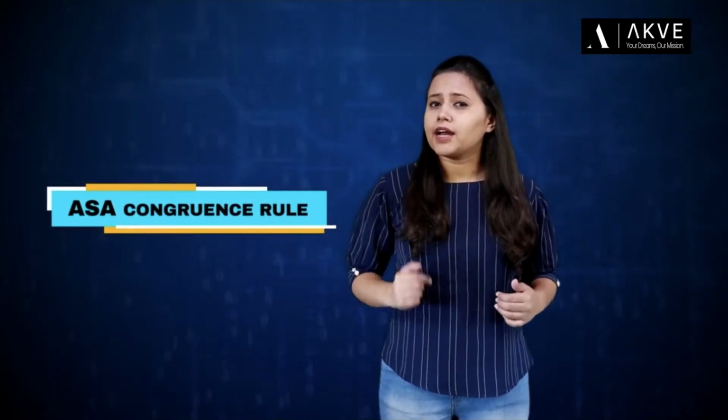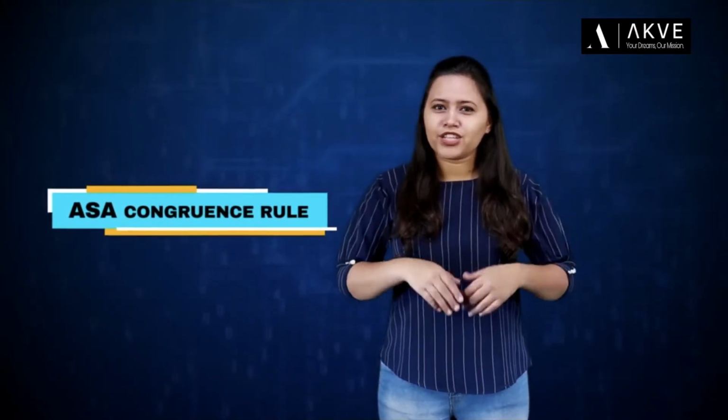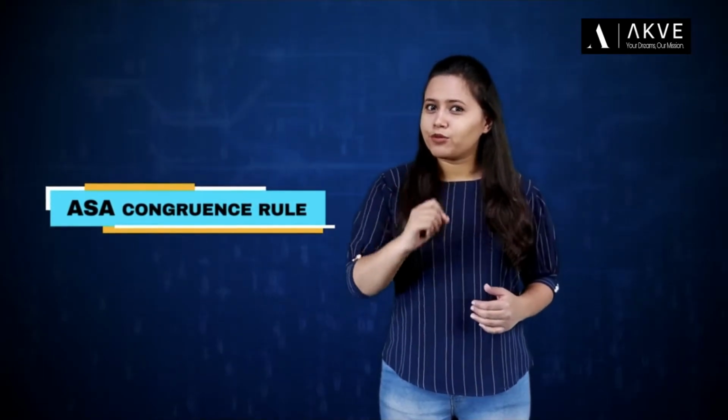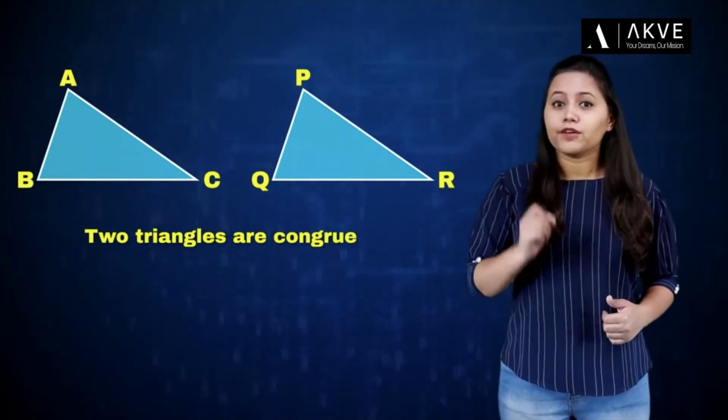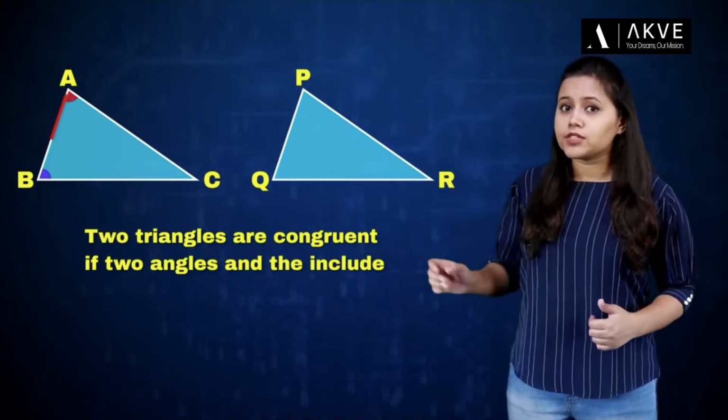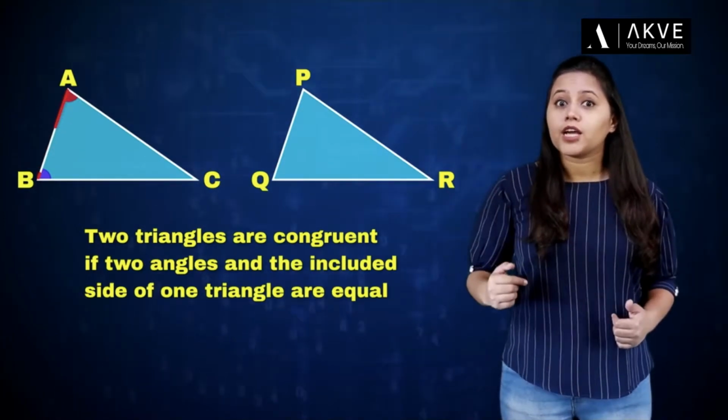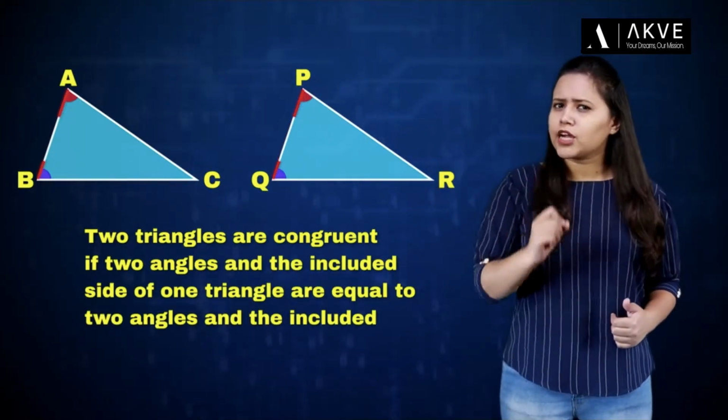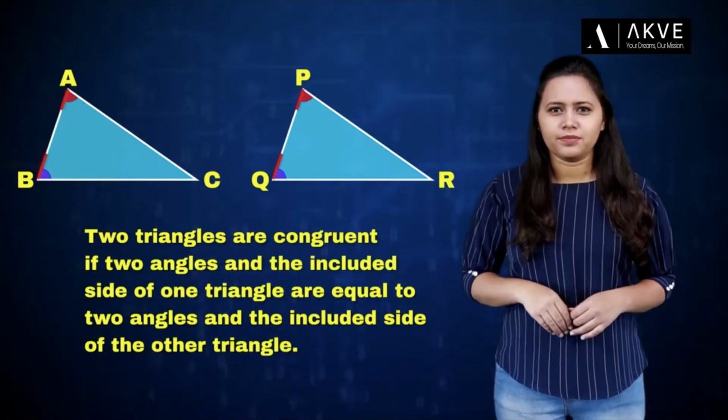The angle side angle congruence rule is actually a theorem. Now let's try and prove this theorem. The ASA Congruence Rule states that two triangles are congruent if two angles and the included side of one triangle are equal to the two angles and the included side of the other triangle.